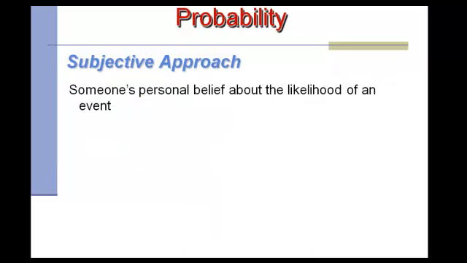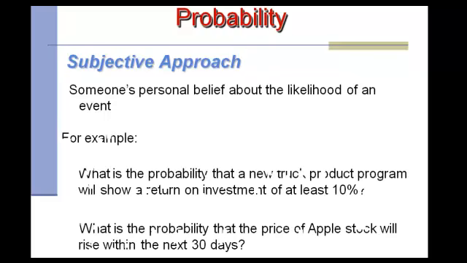Then there's a subjective approach. We could say it's someone's personal belief about the likelihood of an event. And you know, often this likelihood or belief comes from experience or based on data that comes from, you know, past history. And here's a couple examples of the subjective approach to probability.